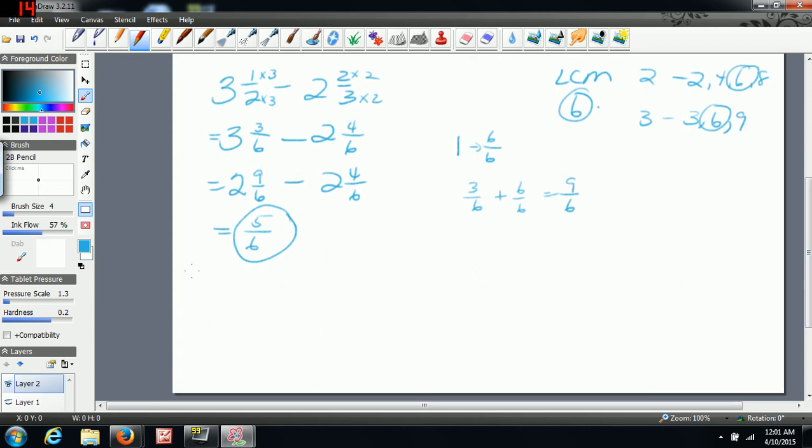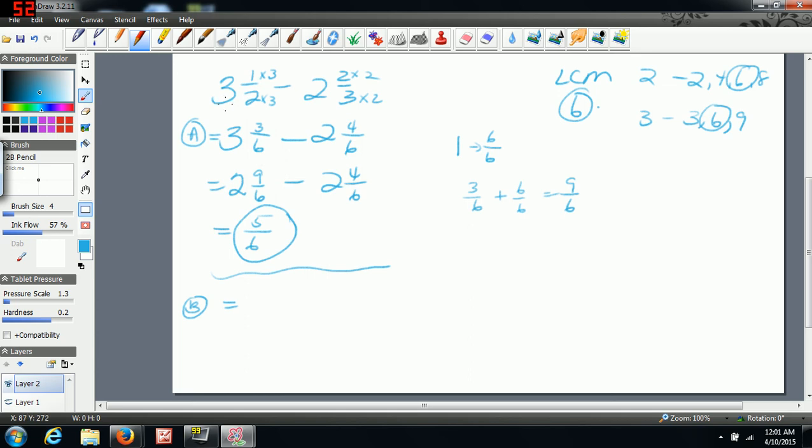Okay, I'm going to show you another way to do this same question. Okay, so let's call this method A. I'm going to go method B. What I'm going to do is take these two values and change them to improper fractions. That's another way to solve it. So I could have done that.